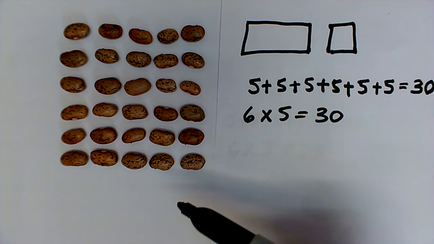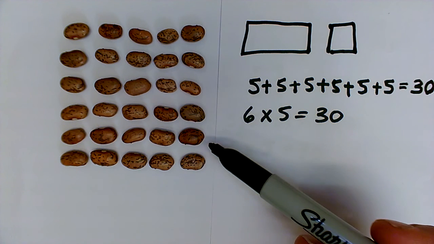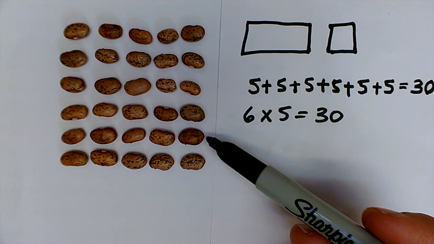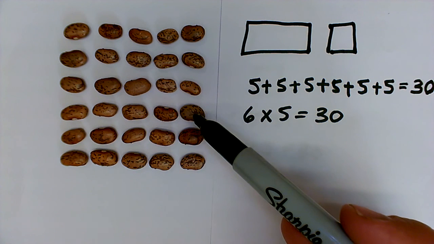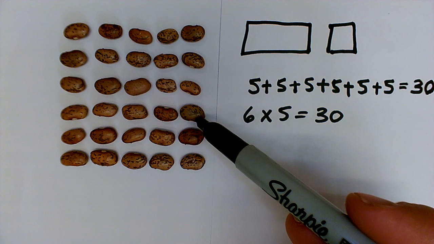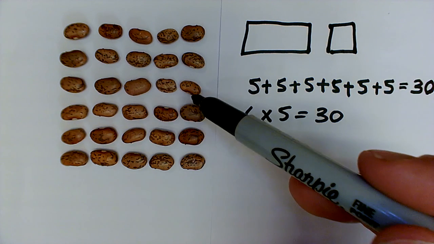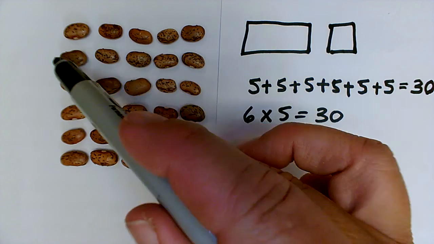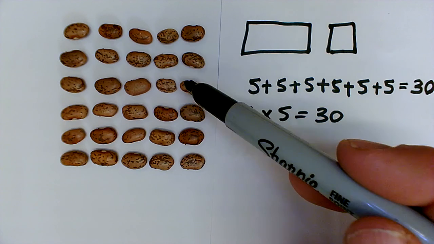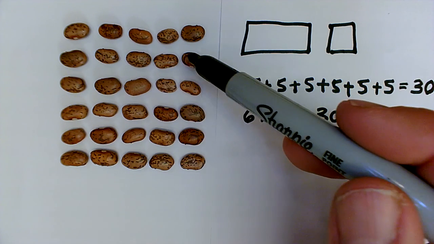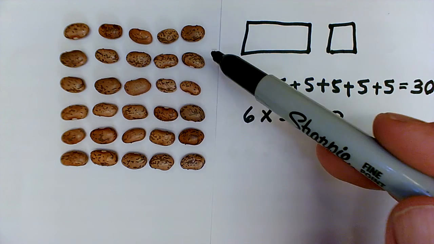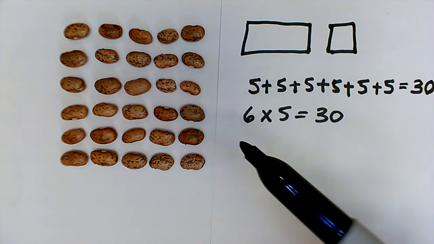Another way of looking at it is if you do the repeated addition. We have 5 here, and we're adding 5. 5 plus 5 is 10. We have another 5 here. 10 plus 5 is 15. We have another 5 here. 15 plus 5 is 20. We have another 5 here. 20 plus 5 is 25, and we have another 5 here. 25 plus 5 is 30.